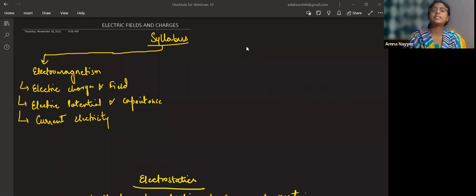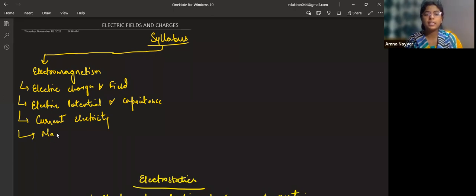So I was discussing the syllabus: the way in class 11th you have part 1 and part 2 books of physics, similarly here in class 12th. In electromagnetism, electric charges and field, and electric potential and capacitance are under the unit electrostatics, where the charges do not move. When the charges begin their motion, you get current electricity. Electromagnetism is the unit, so the magnetics component will also come.